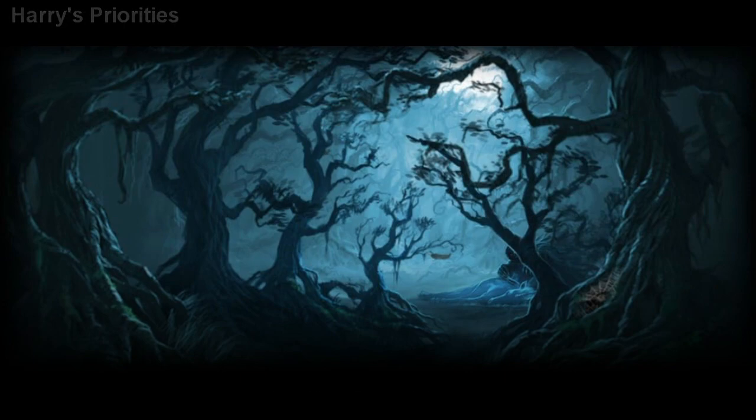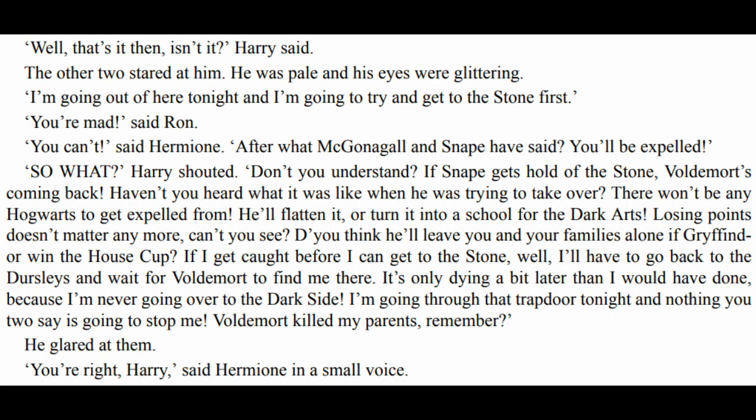"I'm going out of here tonight, and I'm going to try and get to the stone first." "You're mad," said Ron. "You can't," said Hermione. "After what McGonagall and Snape have said, you'll be expelled." "So what?" Harry shouted. "Don't you understand? If Snape gets hold of the stone, Voldemort's coming back. Haven't you heard what it was like when he was trying to take over? There won't be any Hogwarts to get expelled from. He'll flatten it, or turn it into a school for the dark arts. Losing points doesn't matter anymore, can't you see? Do you think he'll leave you and your families alone if Gryffindor wins the House Cup? If I get caught before I can get to the stone, well, I'll have to go back to the Dursleys and wait for Voldemort to find me there. It's only dying a bit later than I would have done, because I'm never going over to the dark side. I'm going through that trapdoor tonight, and nothing you two say is going to stop me. Voldemort killed my parents, remember?"